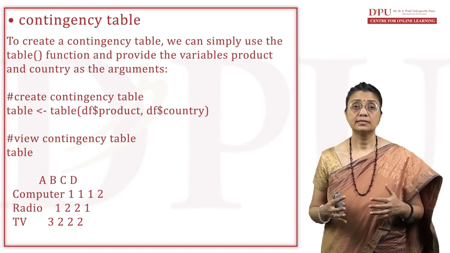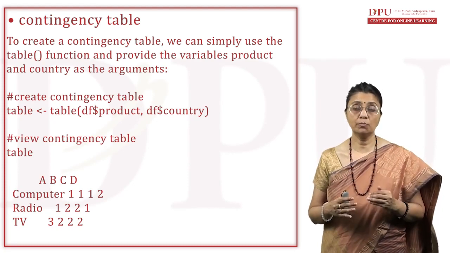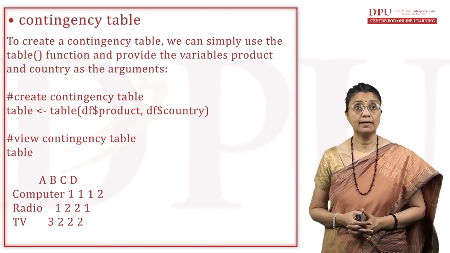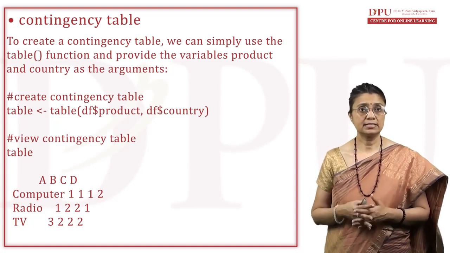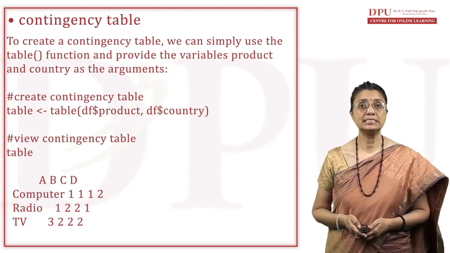You can see that the output shows, for each country, how many computers, how many radios and how many TVs are purchased. So for A, it is 1 computer, 1 radio and 3 TVs. And like that for B, C and D.